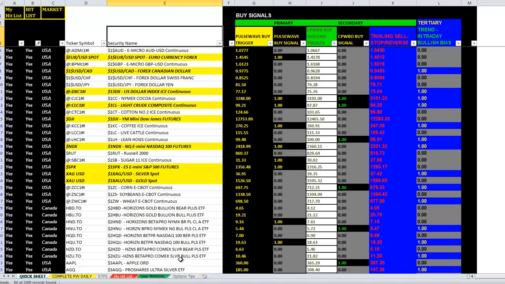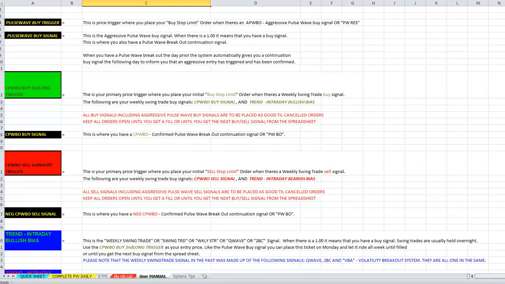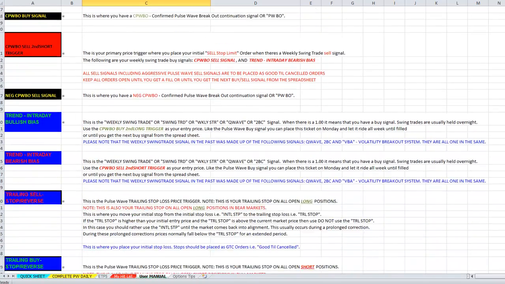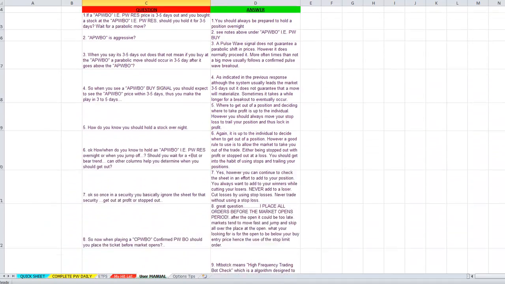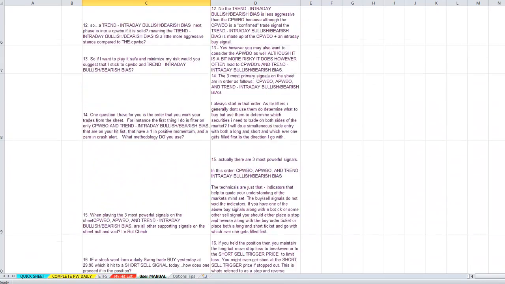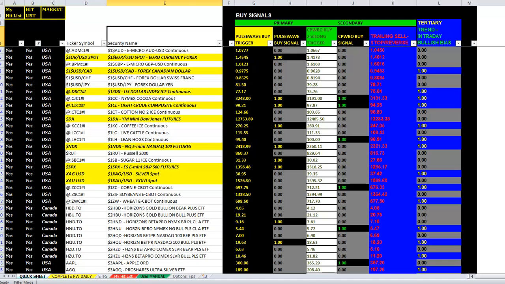Also, everything that we've discussed here and more is located in the user manual tab in the spreadsheet. It gives you different scenarios and rules and everything that you need to know, even a question and answer session at the bottom here. This should give you everything you need to know on how to use the quick sheet and get the most out of it. And as you can see, all your price signals have drop down menus, and you can sort them and do whatever you want to your liking.